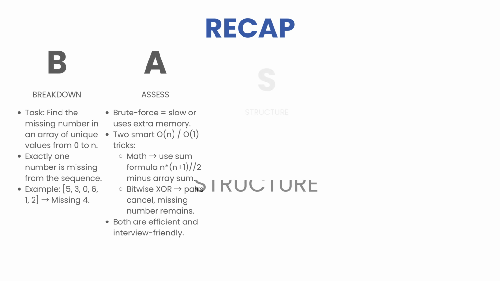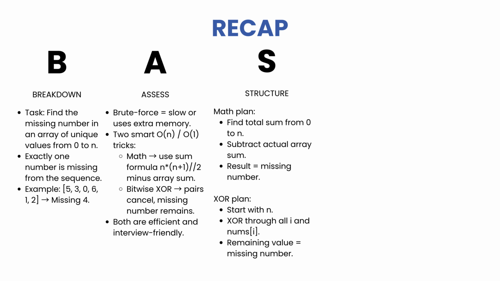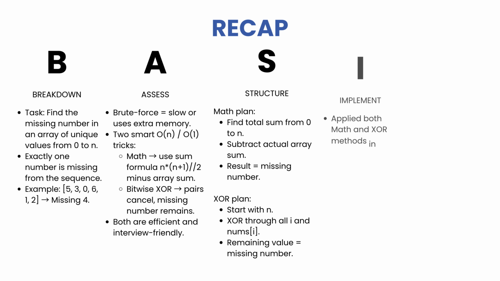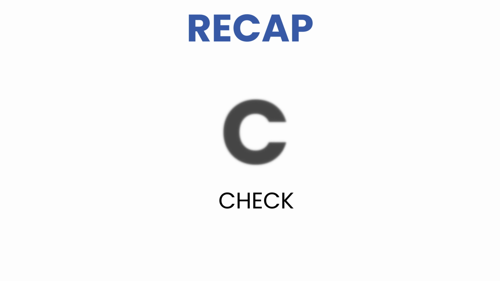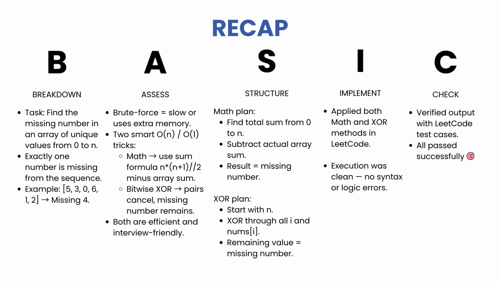Structure recap. The logic came down to this: calculate the expected total or XOR pattern, then compare it to what we have in the array. The difference, or the leftover bit, is our missing number. Implementation recap. We implemented both approaches on LeetCode, and the code ran smoothly without any errors. Check recap. After testing across various cases, the results were consistent, confirming that both methods worked perfectly and efficiently.